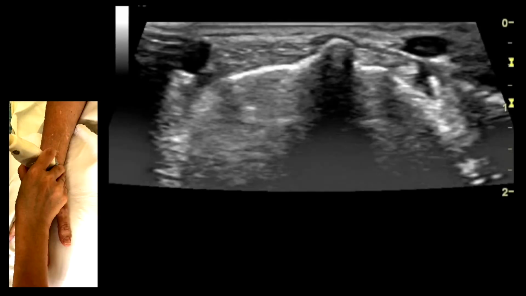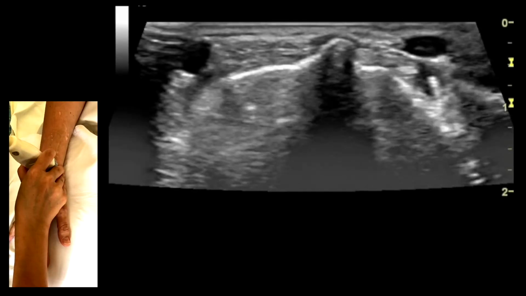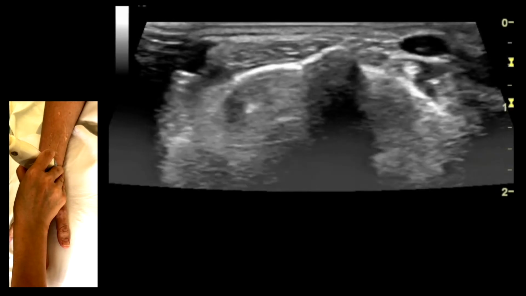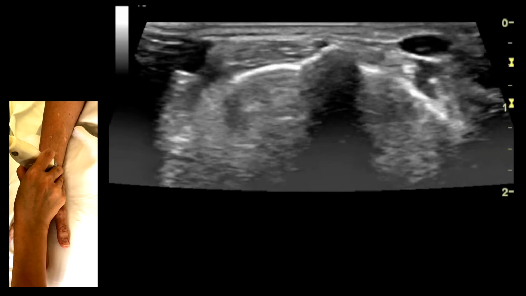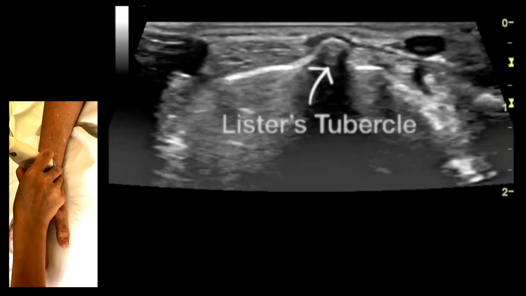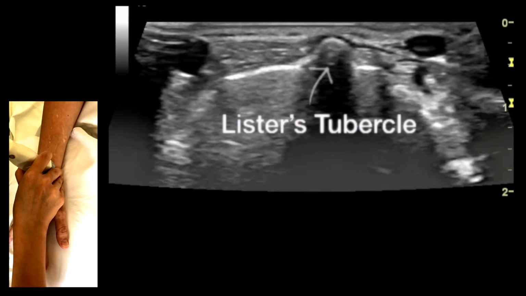To assess the extensor compartment of the wrist, we are going to have the patient's hand relaxed on the pillow. We are using a high-frequency linear probe. The first landmark to find for identifying where you are is the Lister's tubercle, and you can see the Lister's tubercle at the tip of the arrow.